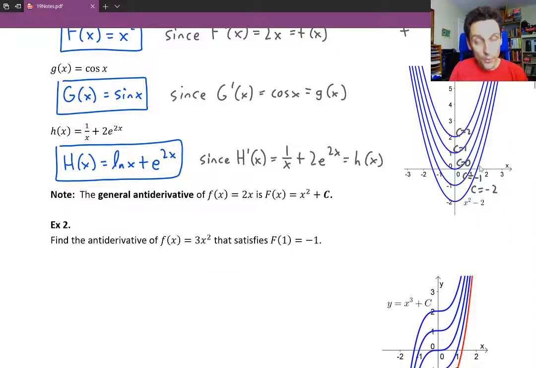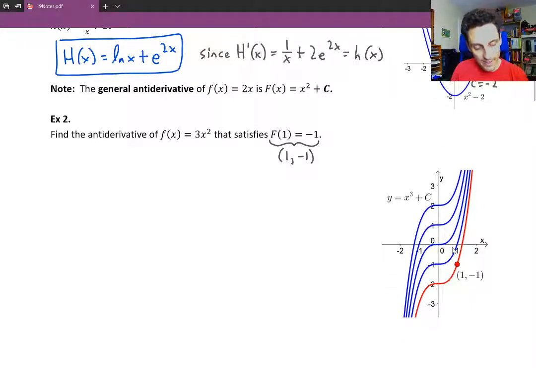Now, if you were given a point on the plane, then that would pick out one of the members of the family. So this is what's happening with example 2. It says, find the antiderivative of 3x squared that satisfies big F of 1 equals -1. So once we find the general antiderivative, we're going to have this extra condition to satisfy, which is big F of 1 equals -1. Another way of thinking about this is to think it represents the point (1, -1), right? The input x is 1, the output y is -1.